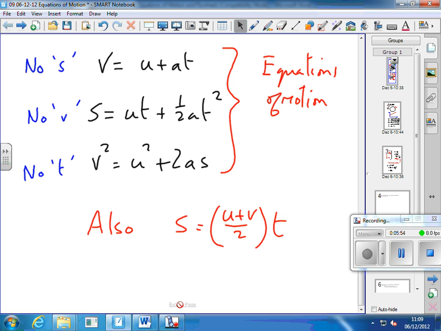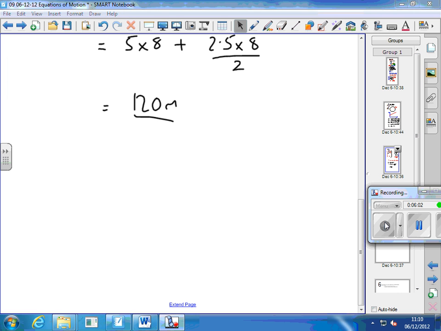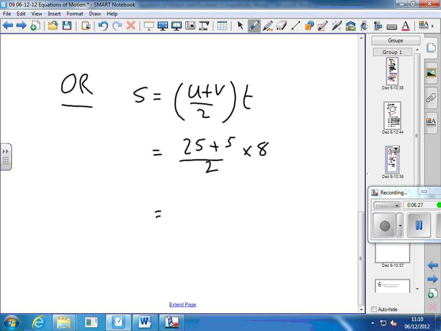So if we use that in this example, if we go back to the example, for the displacement, s equals average velocity, which is u plus v over 2 times the time, which is going to equal 25 plus 5 over 2 times 8, which hopefully you'll find gives you the same answer. 30 over 2 is 15 times 8 is 120.